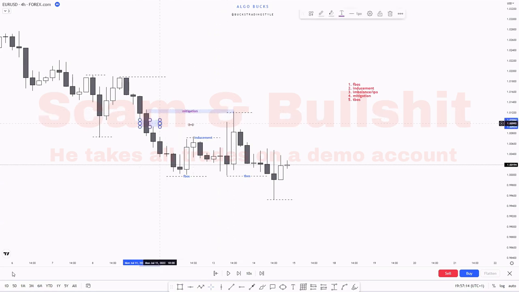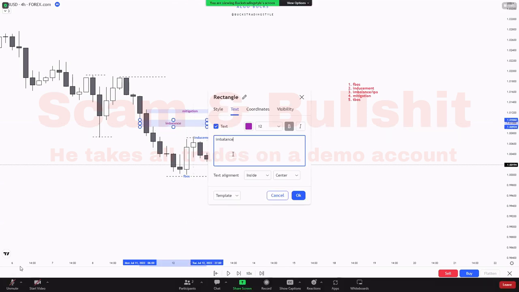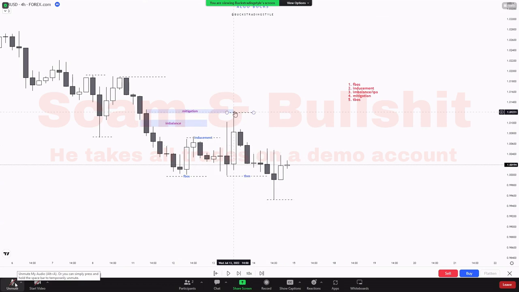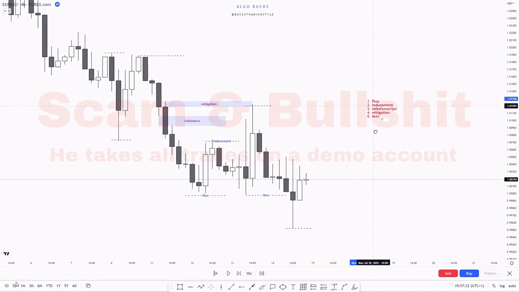After the imbalance right here, we got mitigation of the valid supply zone, right? This mitigation. And then when price takes out the low, that becomes the true break of structure. So for this, we say the algo cycle has been completed. So this is an MSU pattern. Do you understand this?